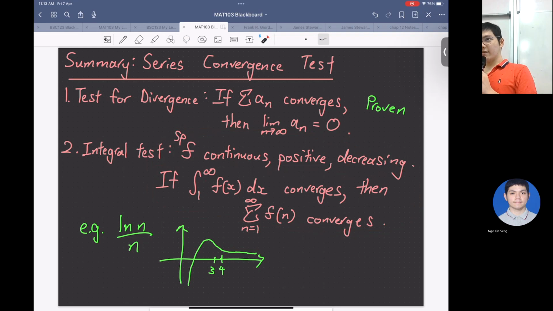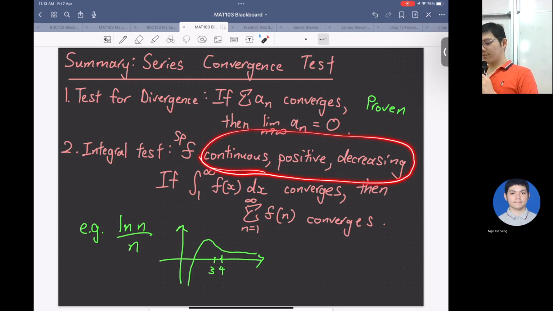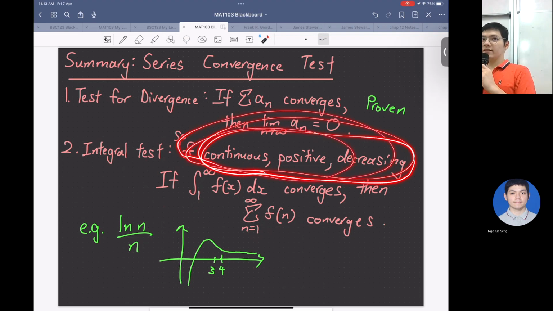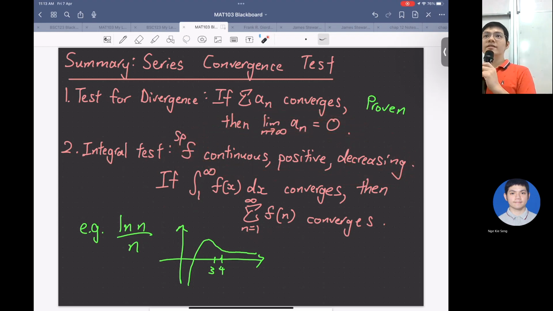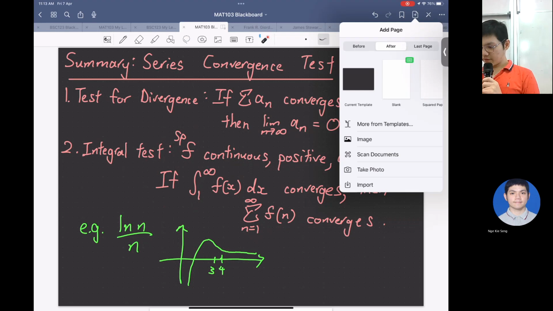But does this affect the convergence or not? No, right? Because if it converges, then adding finitely many more terms still gives a finite sum. Make sense? So this one here doesn't really matter. What matters is when it is decreasing. Positive, continuous, decreasing. Make sense? Okay, feel free to stop me.